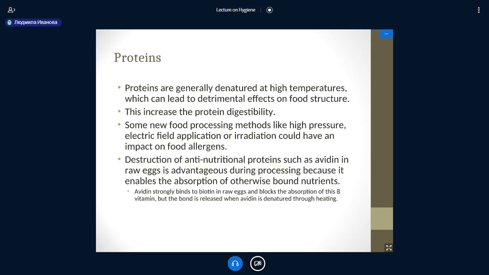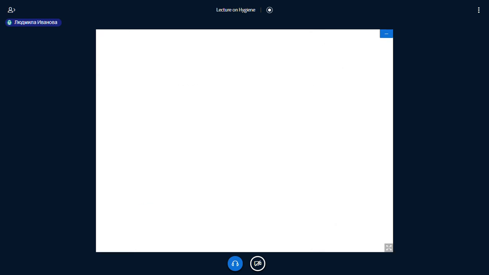And about the protein, some new food processing methods like high pressure, electric field, and application of irradiation could have an impact on food allergens. In general, it increases protein digestibility. But destruction of anti-nutritional proteins such as avidin in raw eggs is advantageous during processing because it enables the absorption of otherwise bound nutrients. It means that raw egg is not absorbed as a boiled egg.